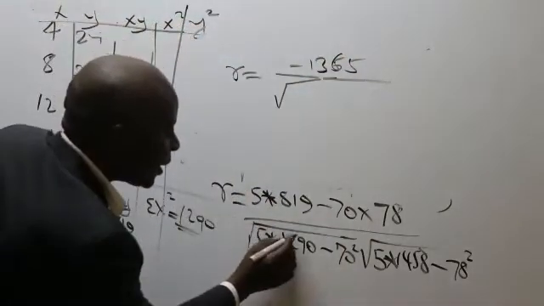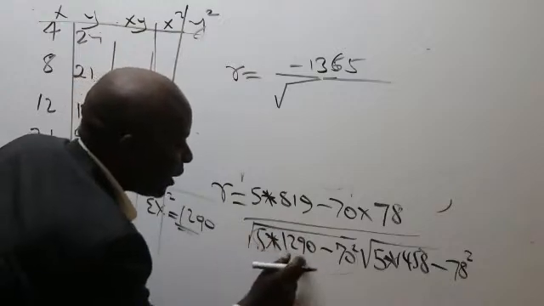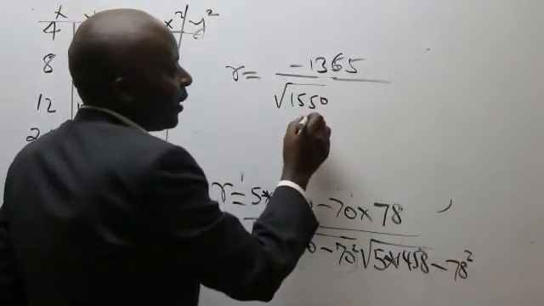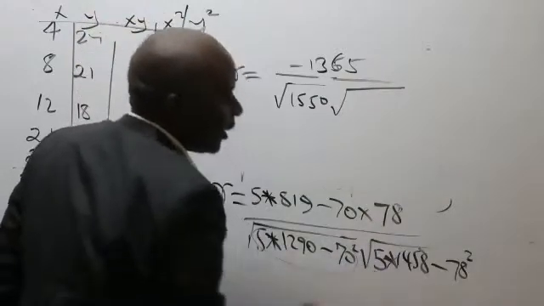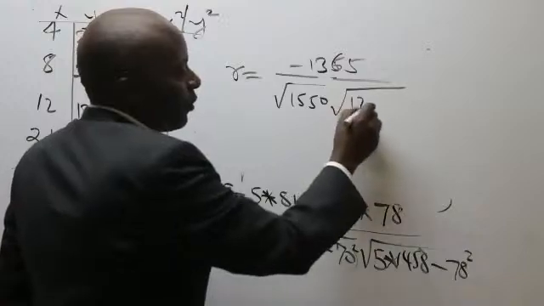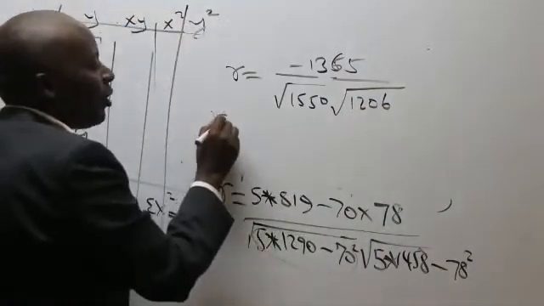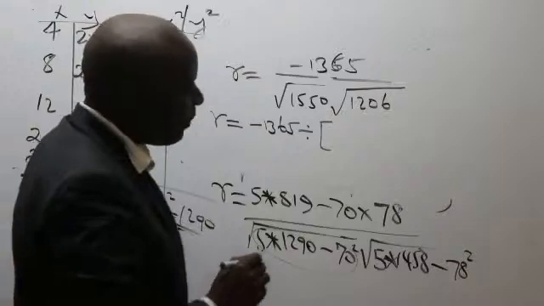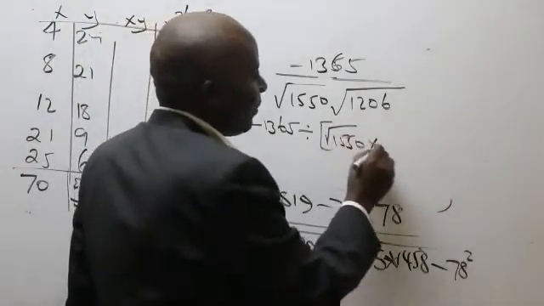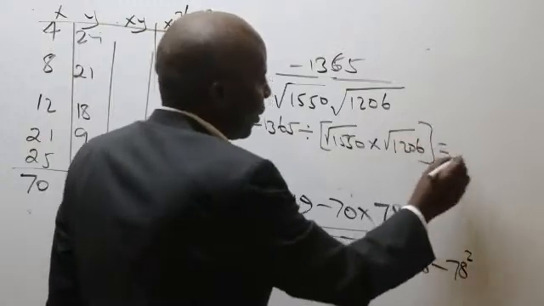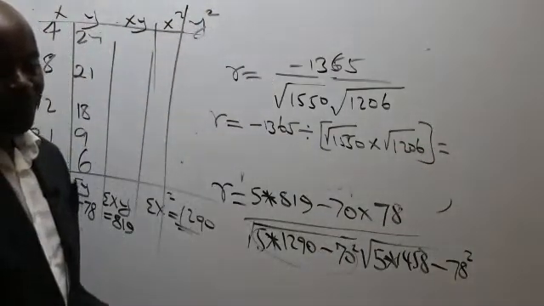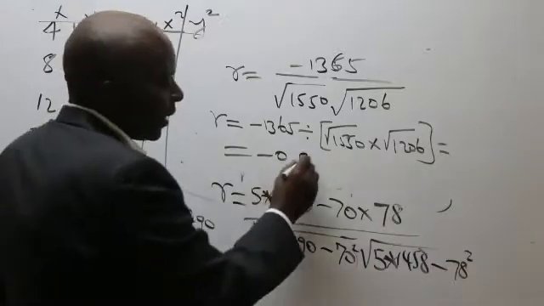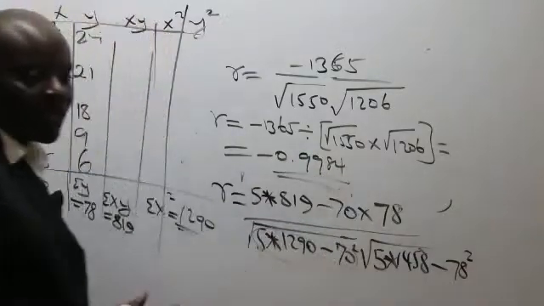How about this inside here under the square root? 5 times 1290 minus 70 squared gives me what figure? 1550. Yes. And how about the other one? 1206. Now when I go to my calculator I press minus 1365, divide by open bracket for the denominator, square root 1550, times square root 1206, and close bracket. That's how I press this in my calculator. So you'll see that this will end up giving us negative 0.9984, or 85 or even 86, like that.